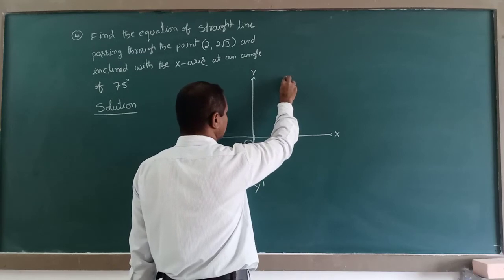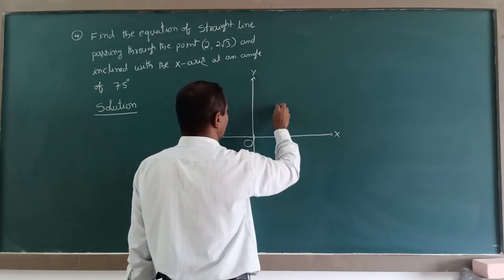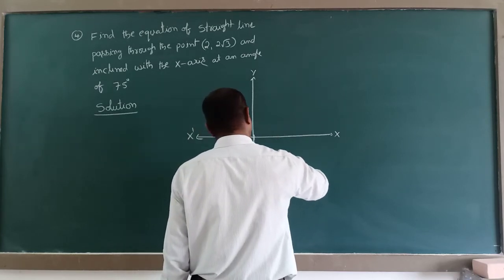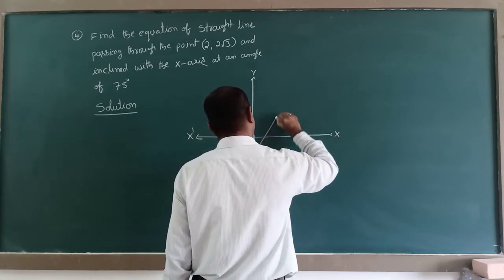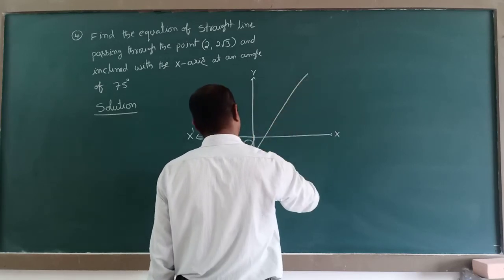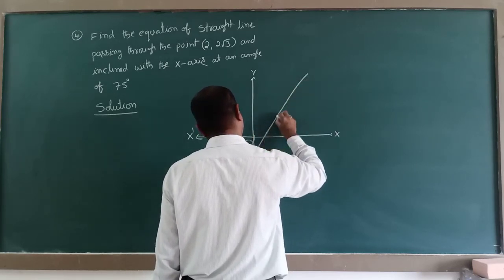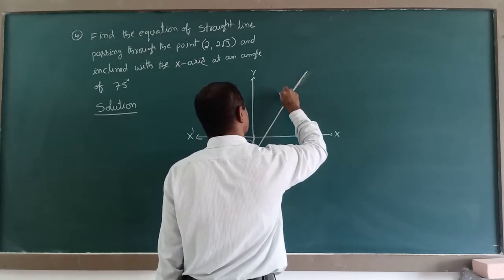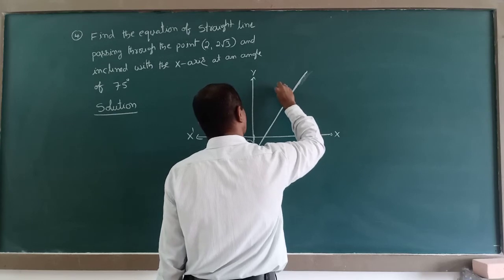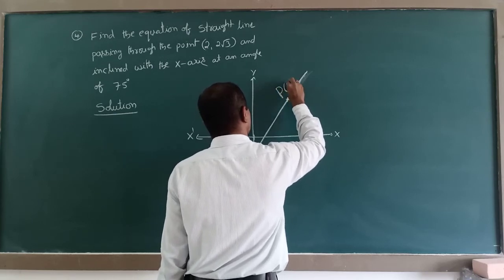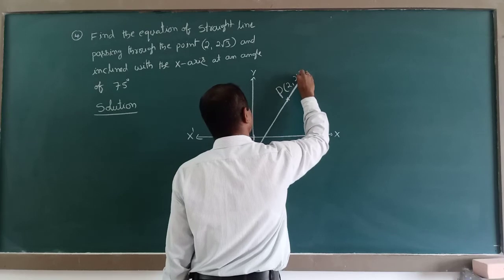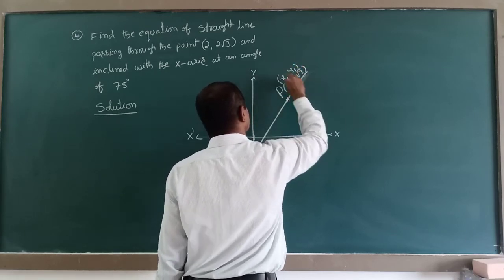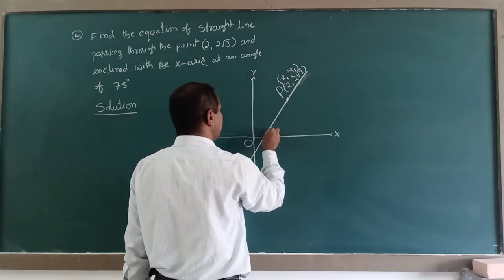Say this, like this. Passing through a point, generally, you can represent it like this. Passing through the point P, which is 2, 2 root 3. You consider it x1, y1. An angle is 75 degrees here.